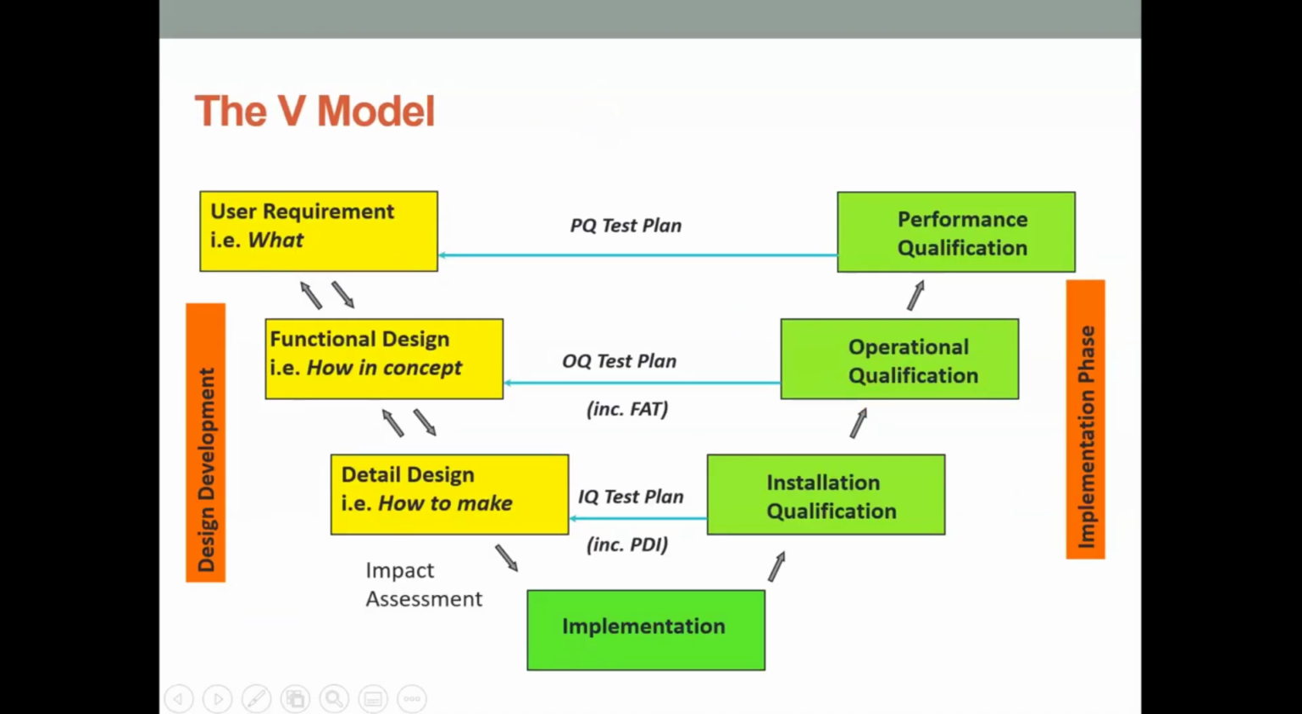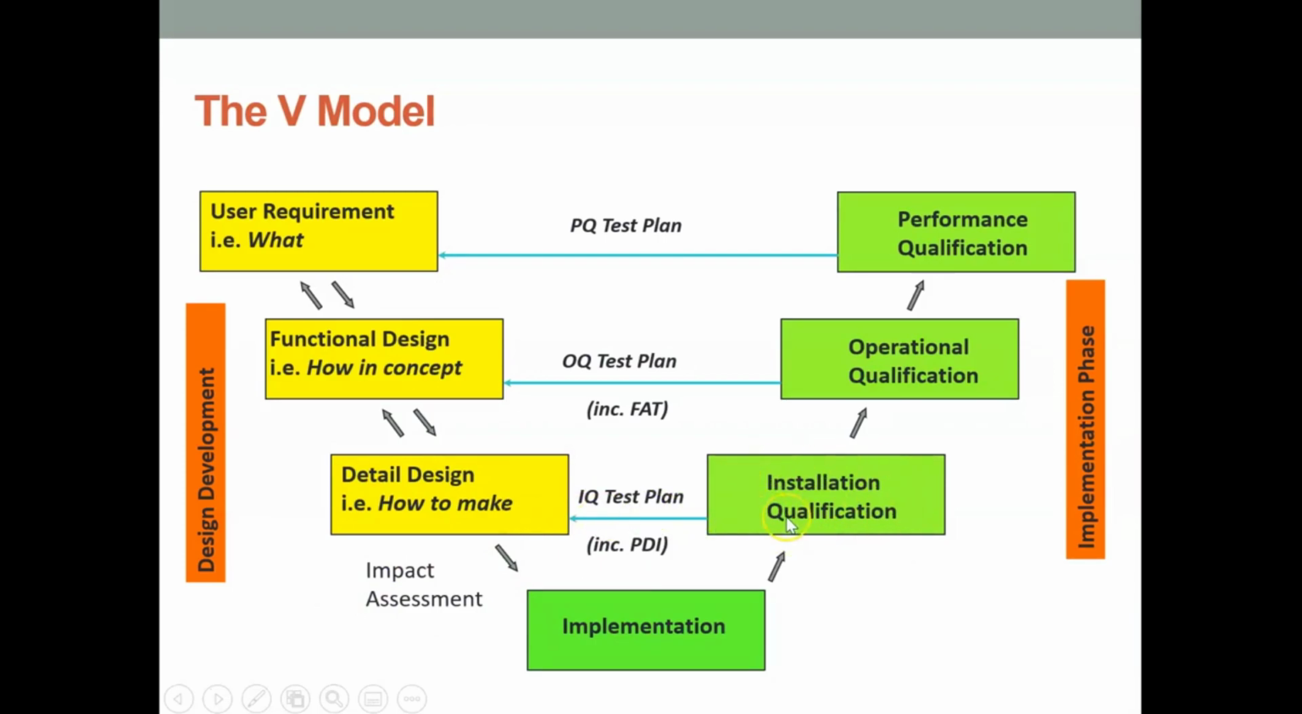This is a more detailed version of the model. So on this side, you've got your design development, and on this side, you've got your implementation. So you're starting off with your user requirement, the what you need to do, your functional design, your factory acceptance test, how in concept is it going to work, your detailed design, how is it going to be made. Your impact assessment is done at this stage, so you implement your validation plan.